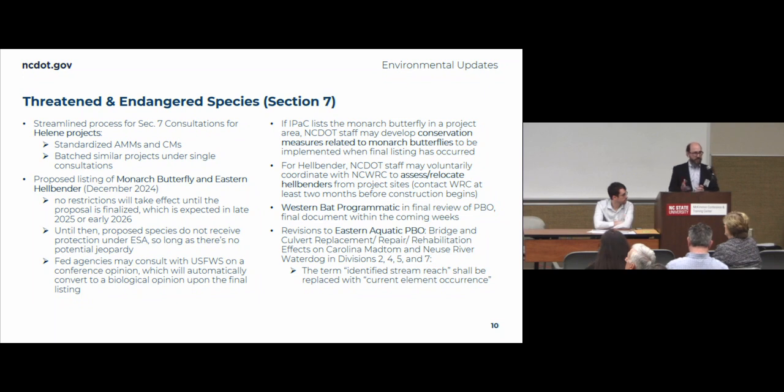Our biological surveys group and our division staff have done a lot of batching of similar types of projects under single consultations. That's been really important to get done. I think it's helped with the workload at Fish and Wildlife Service, and it's also helped us keep things under control a little bit better. There are some new proposed listings that came out in December, and with the administration, it's hard to say what happens next with this, but I want everybody to be mindful of the monarch butterfly and the eastern hellbender proposed listings that are out there right now.